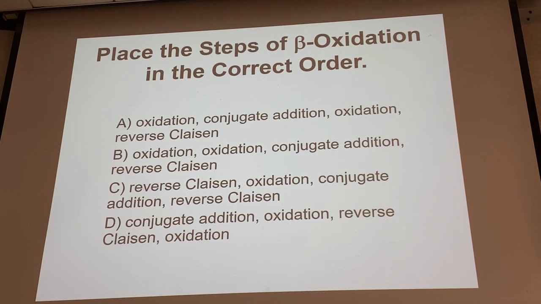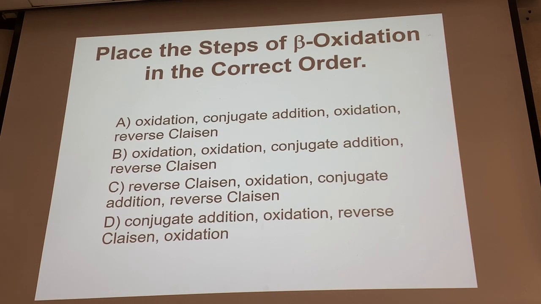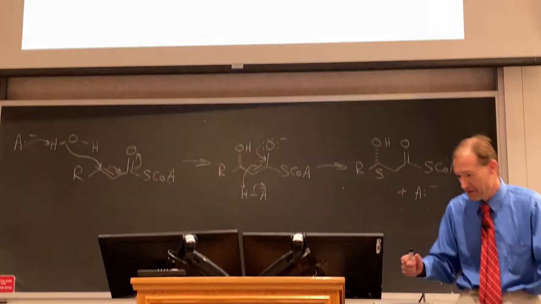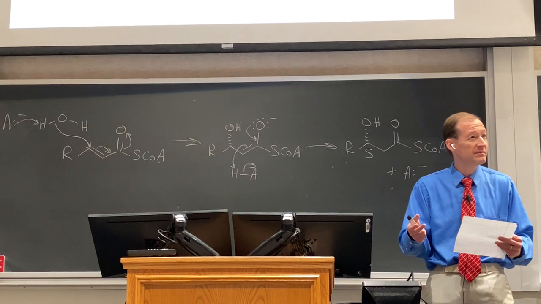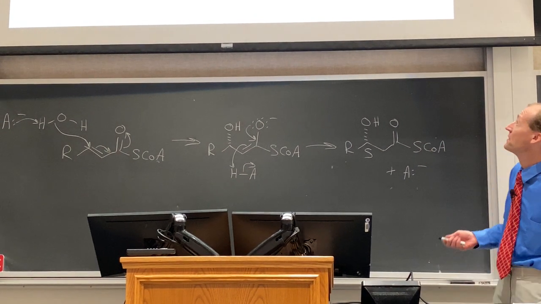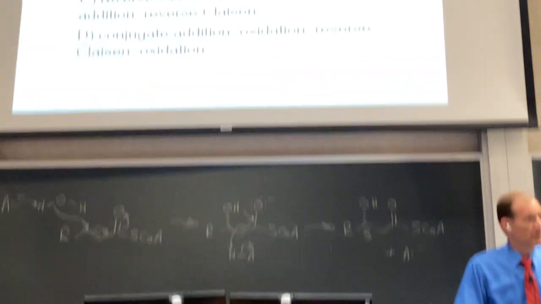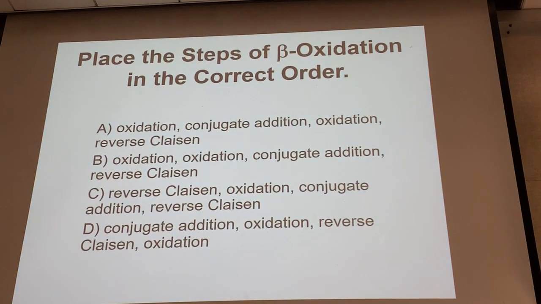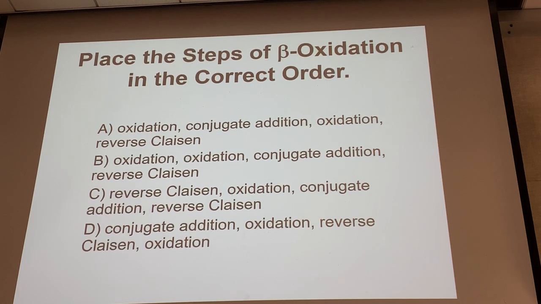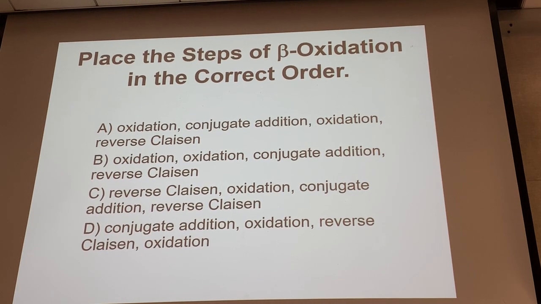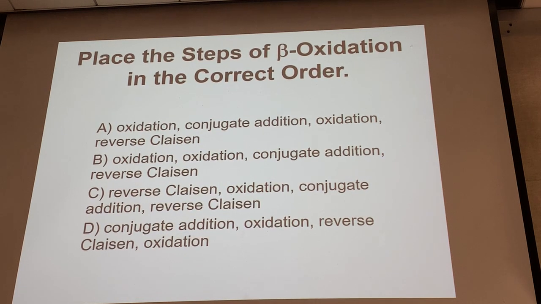What happens first in beta oxidation? Oxidation. What does that oxidation set us up for next? The conjugate addition. We form that double bond, and it undergoes conjugate addition. Then what happens to the alcohol? Oxidation. And then our final step is our reverse Claisen reaction, breaking off our acetyl coenzyme A. Those are the steps of beta oxidation. The purpose of that is to generate those acetyl coenzyme A's, and because there are 2 oxidation steps, we are also producing those reduced coenzymes.